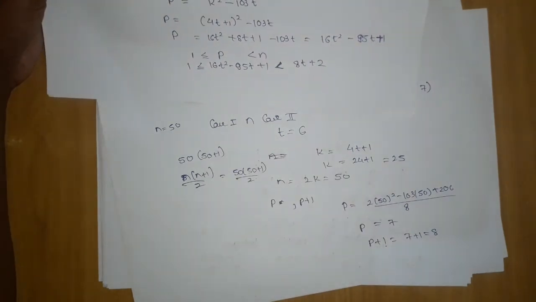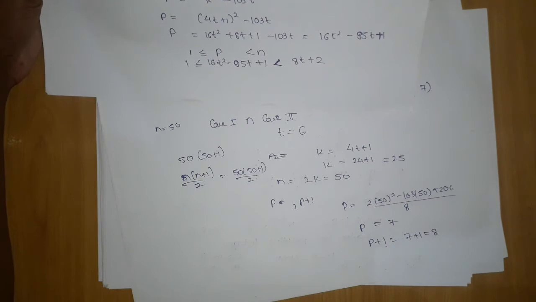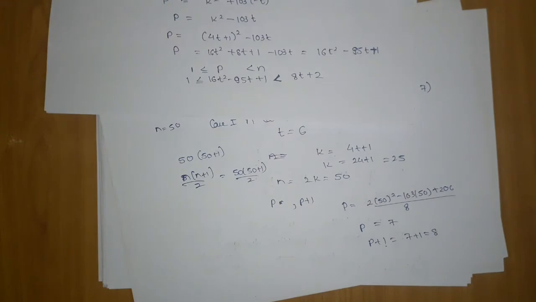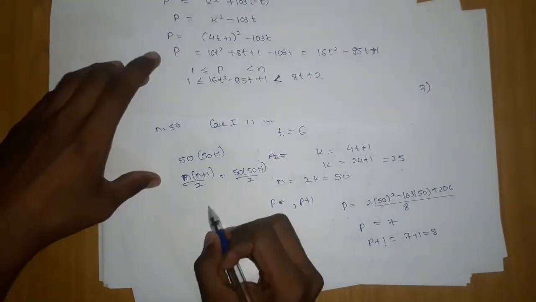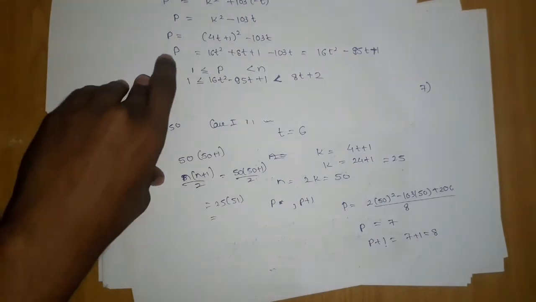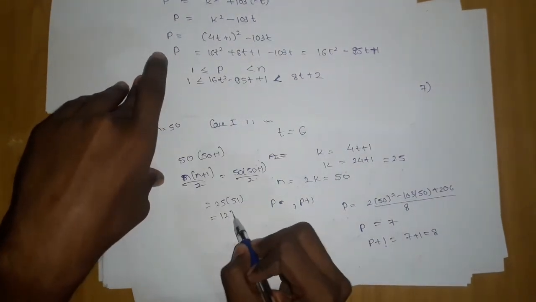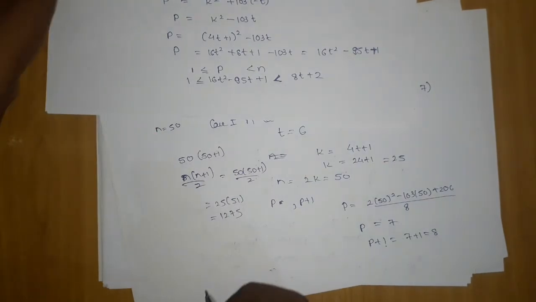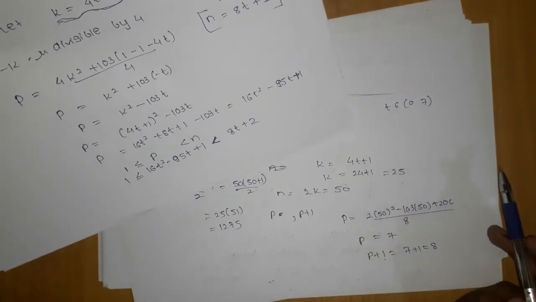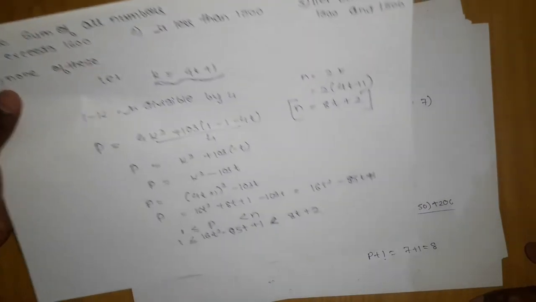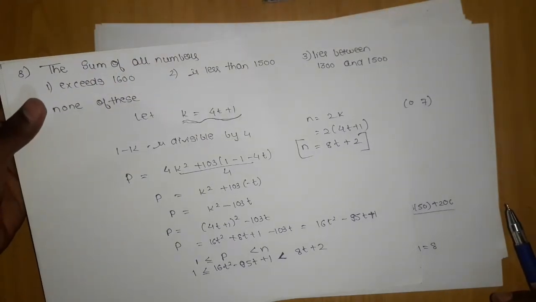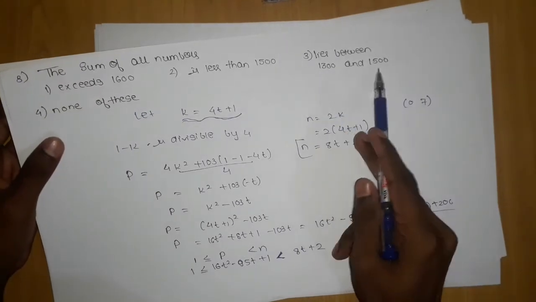Okay. So 50 into 51, which will be nothing but 25 into 51, which will give me 1275. Okay, so it lies between 1300 and 1500. It lies between 1300 and 1500.